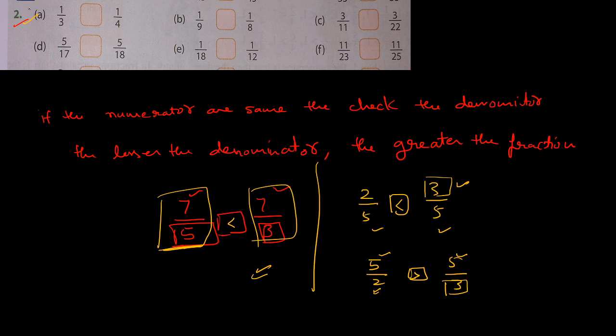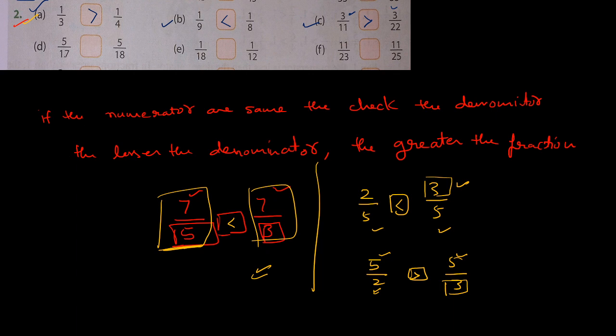In part A, 1 upon 3 and 1 upon 4. 1 is same in the numerator and 4 is greater. So 1 upon 4 will be smaller and 1 upon 3 will be greater. So we will use this sign. Now let us do part B. 1 upon 9, 1 upon 8, 1 same. 9 is greater than 8. That is why 1 upon 8 will be greater, because we will do the opposite thing. C. 3 upon 11, 3 upon 22. 3 are same. 22 is greater than 11. So 3 upon 22 is lesser and 3 upon 11 is greater.